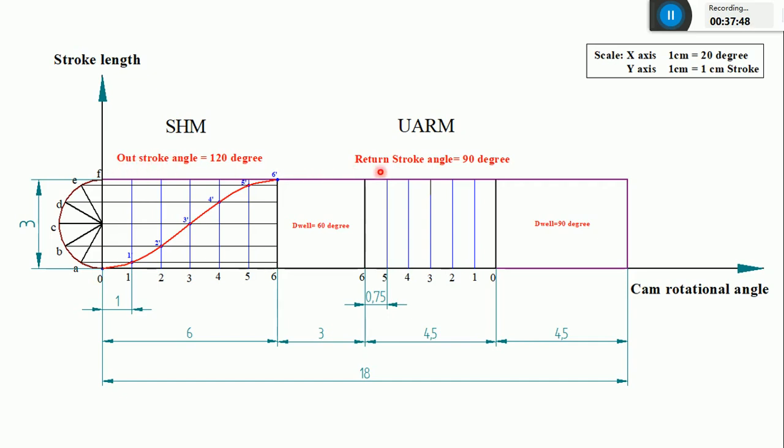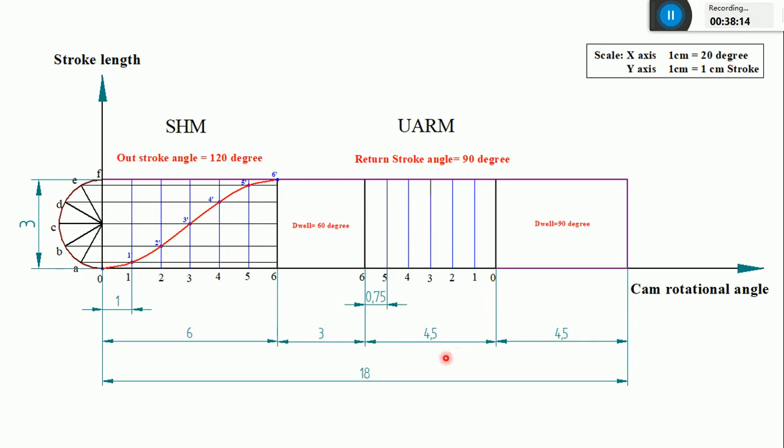So after that, for the next 60 degree, there is no movement of the follower. That's why it is called a dwell. Dwell means there is a zero displacement of the follower. It means the follower remains in the upward position only. After traveling through 3 centimeter, it will not come down immediately. Okay, so it will take some rest for the next 60 degree of the cam rotation.